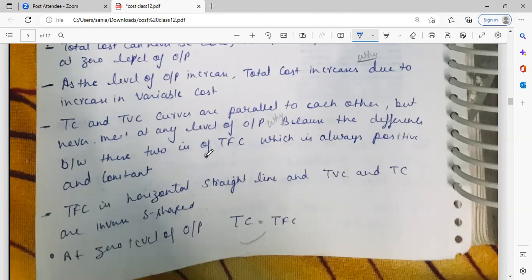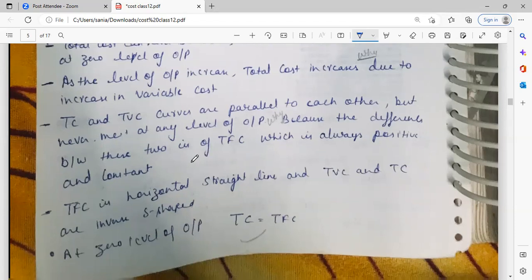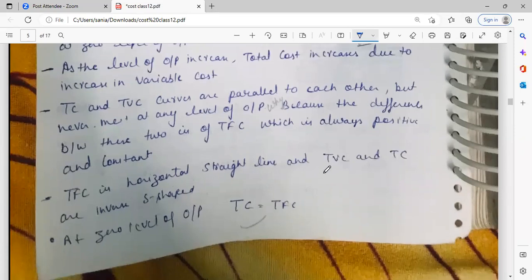Over here, wherever I have written Y with pencil, that is important because in one statement, one marker, they ask you: TC and TVC curves are parallel to each other, why? Because the difference between them is TFC. That's why they are parallel and they never meet. Then TFC is a horizontal straight line and TVC and TC are inverse S shape. At 0 level of output, TC is equal to TFC.